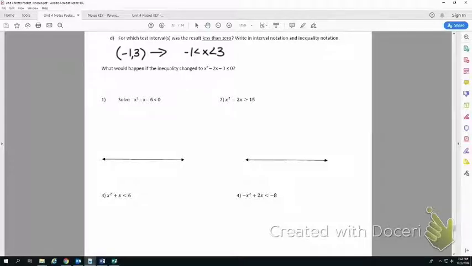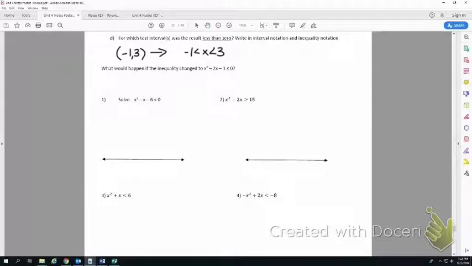There it is in inequality and interval notation. Remember, I do not care which way you write that, but you need to make sure you know how to read both ways. Because you may have a test that has answer choice A in interval notation, answer choice C in inequality notation, whatever.